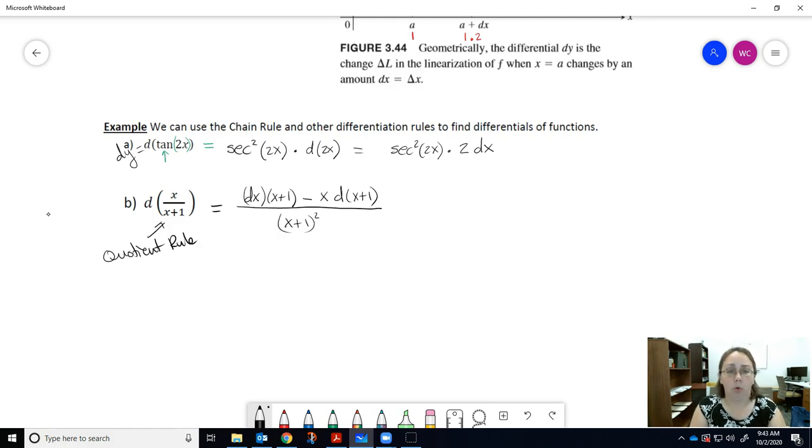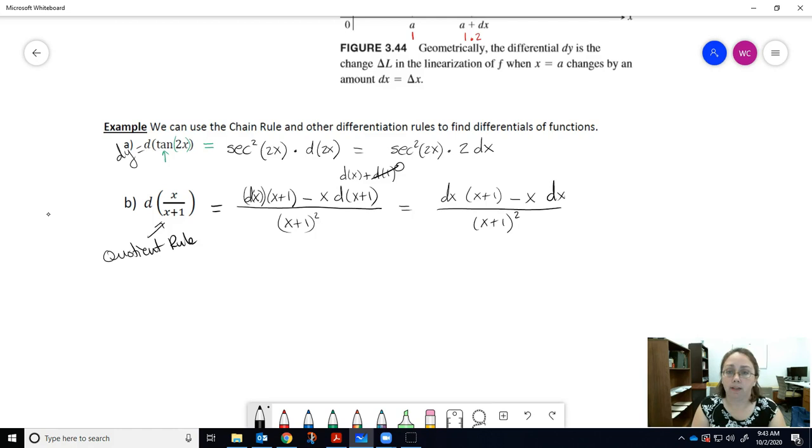Okay, so what can we do to simplify? Well, d of x, I can actually put parentheses here if you want. The derivative of x is dx. That's our differential. So we're just going to leave that. So dx times the x plus 1. We can't really do anything there either. Minus x. Now here, derivative of x plus 1. We can use the distribution law to take the derivative of each term separately. So this is actually the derivative of x plus the derivative of 1. Well, the derivative of x is dx. And the derivative of 1, a constant, goes to 0. So that's gone. All of this is still over x plus 1 squared.